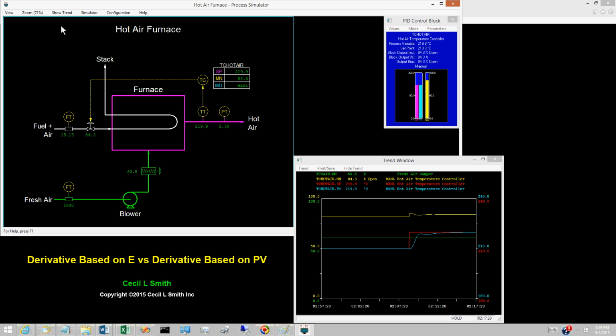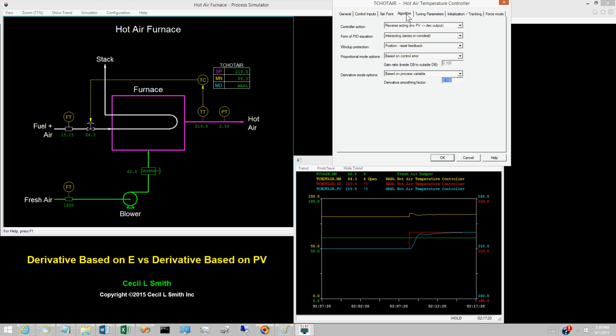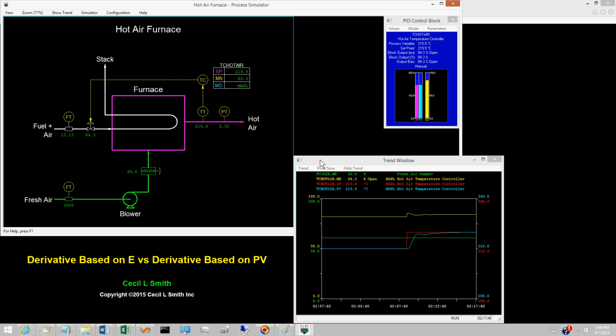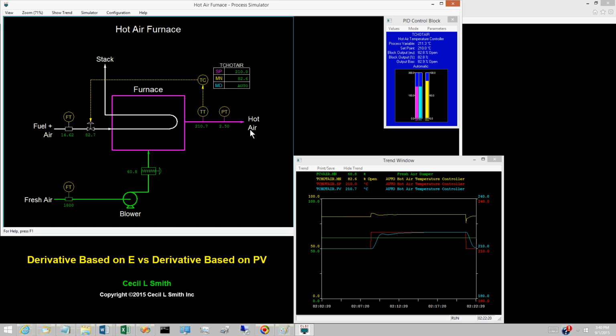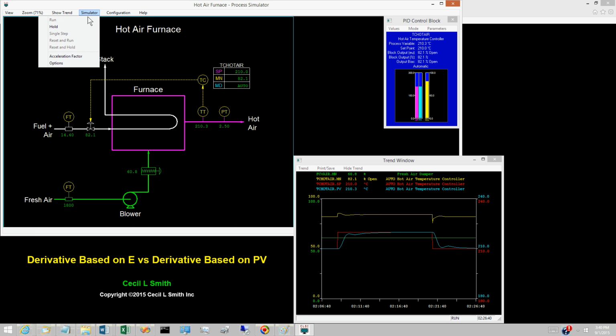Change the hot air temperature controller configuration to derivative based on E. Open the configuration window. Select the Algorithm tab. As was stated earlier, derivative is currently based on the PV. The current selection for derivative mode options is based on process variable. Expand the drop-down list and select based on control error. Save the change. Return the simulator to run. Switch the controller to auto. Restore the set point to 210 degrees Celsius. Place the simulator in hold.